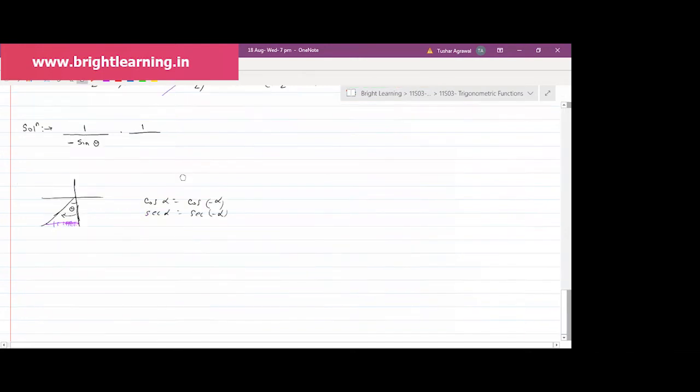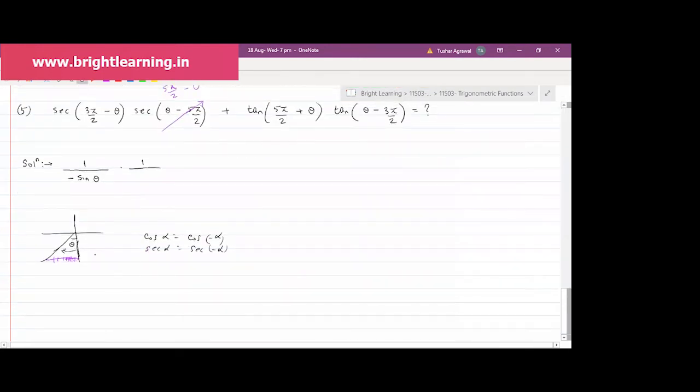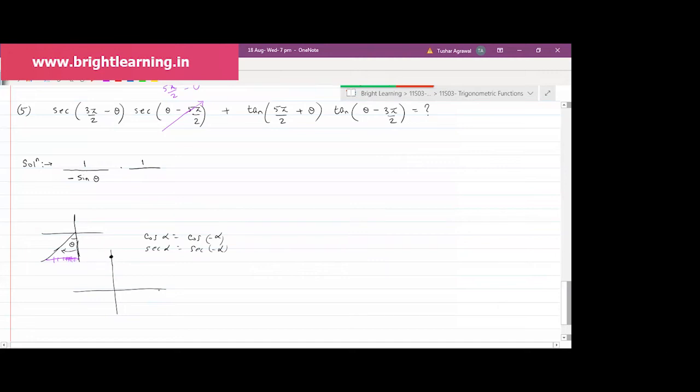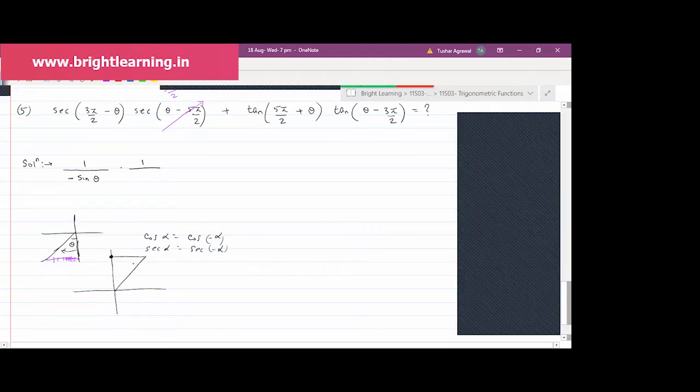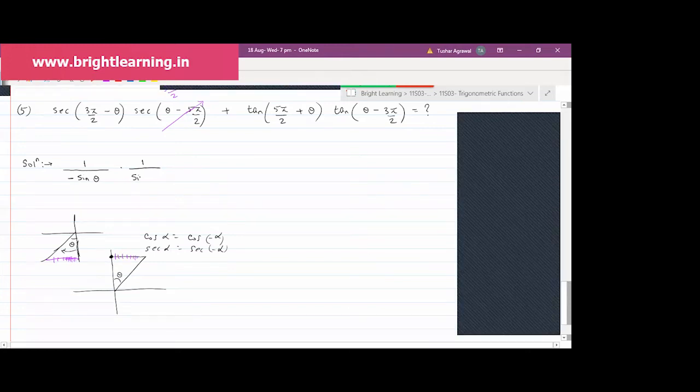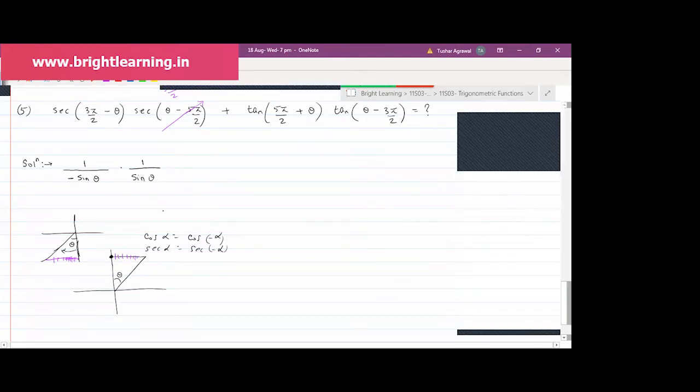Where is 5 pi by 2? 5 pi by 2 is 4 pi plus pi, which means 2 pi plus pi by 2, so it corresponds to pi by 2. So 5 pi by 2 will be over here, and 5 pi by 2 minus theta is this. And here it's 1 upon cos, and cos we have to calculate. So cos is this, which will be nothing but sine theta. Cos of that value will be the same in the denominator, since we are calculating 1 upon cos, so it will be the same as sine.